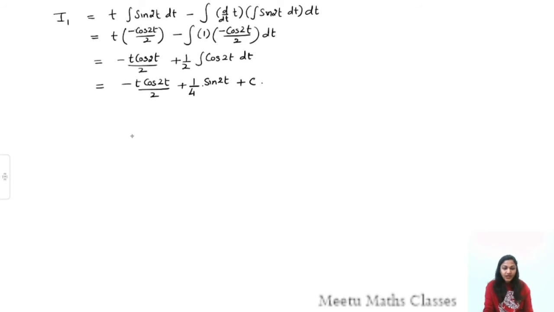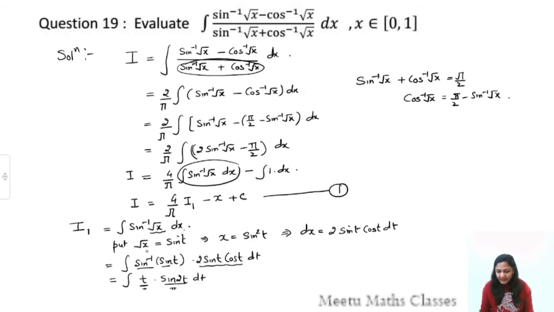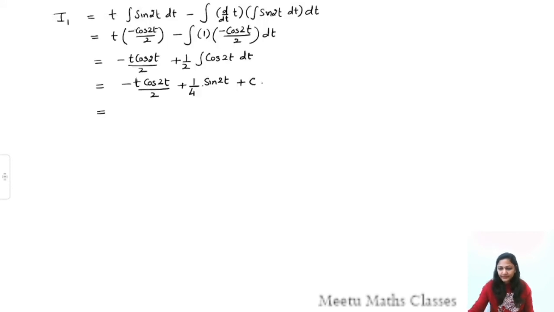Now in I1, whatever substitution you made for t, now you are going to replace t by x. Our substitution was root x equal to sin t. So x is replaced by sin square t, and if sin t is root x, then cos t is equal to the square root of 1 minus sin square t, that is the square root of 1 minus x. So cos t can be replaced by root of 1 minus x.